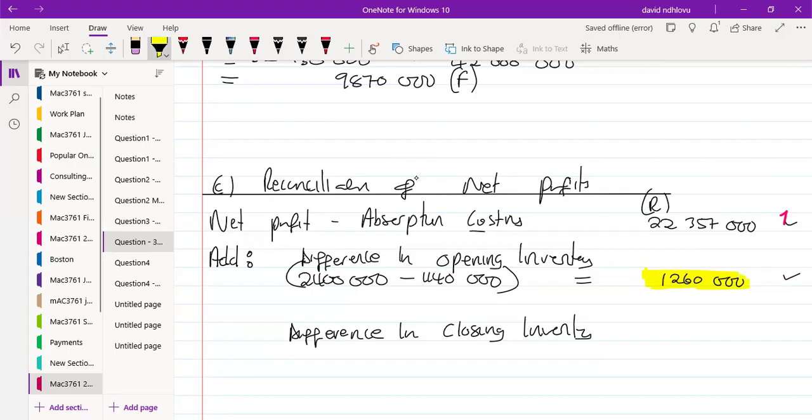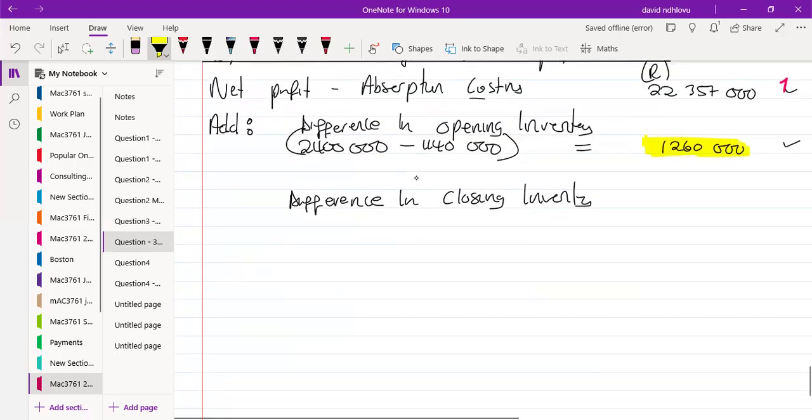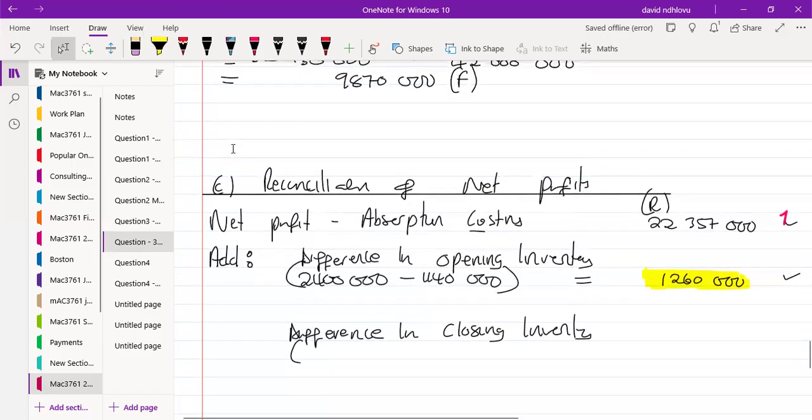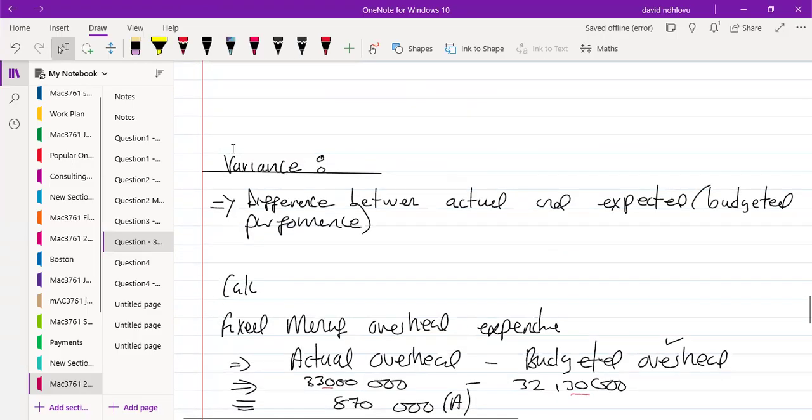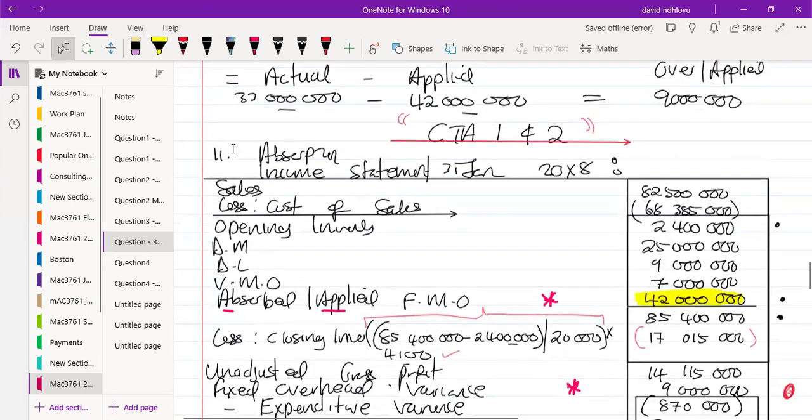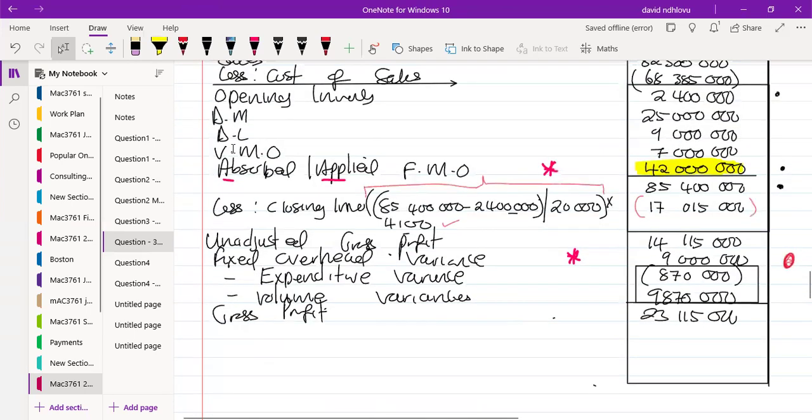Right, let's go to closing inventory. Again, the closing inventory for absorption costing is more.